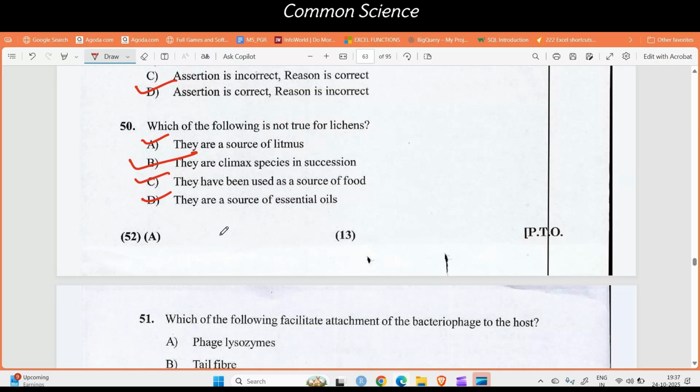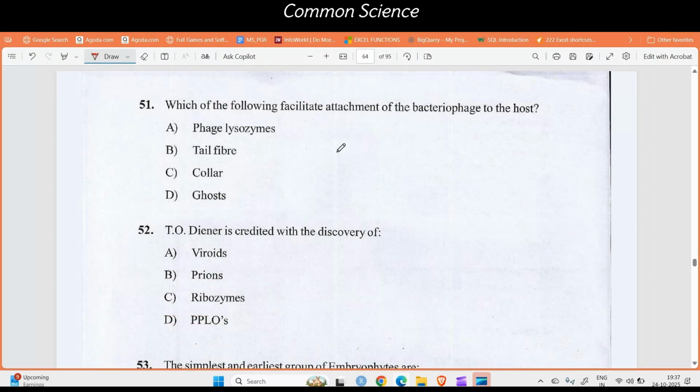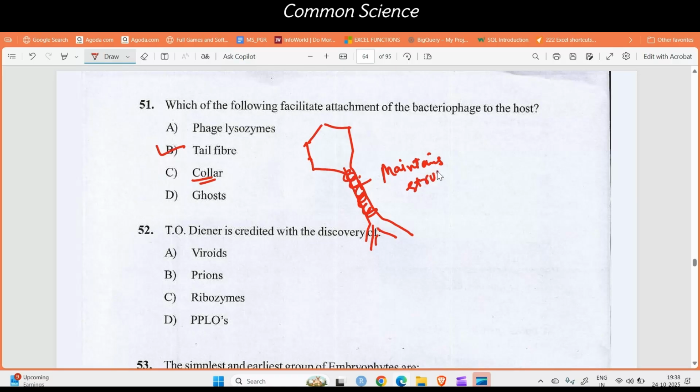Okay. Question number 51 says, which of the following facilitates attachment of bacteriophage to the host? It is tail fiber. Okay, but the answer key has given option C. If you look at the structure of a bacteriophage, it's like this. You have a collar and then you have tail fibers. Collar is kind of a middle ground which helps in maintenance of structure, and it also helps in attachment of these fibers to the bacteria. But the main attachment is done by tail fibers.